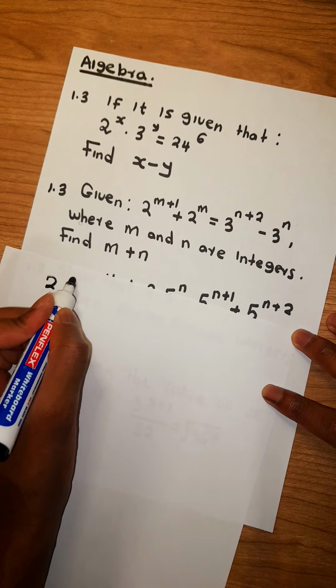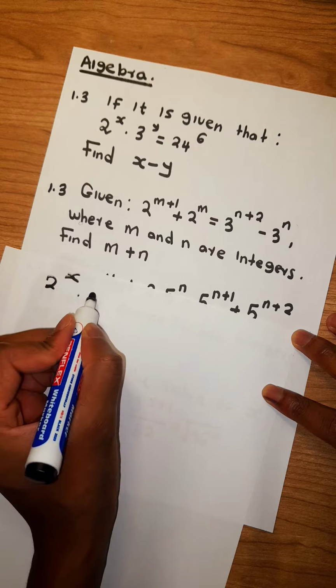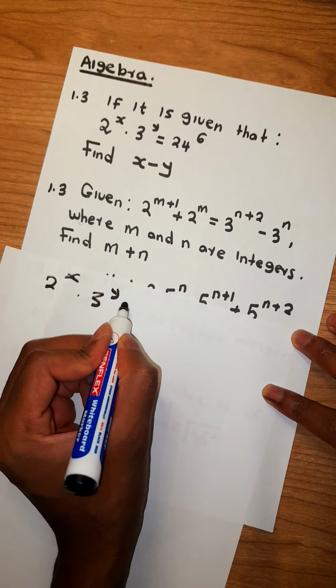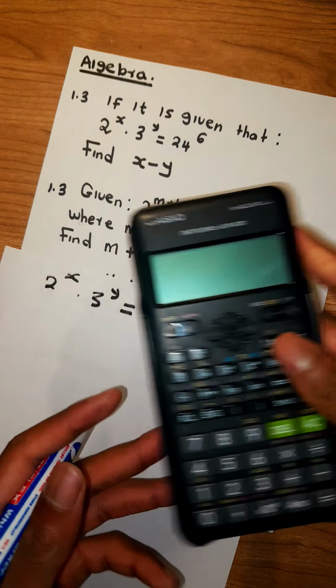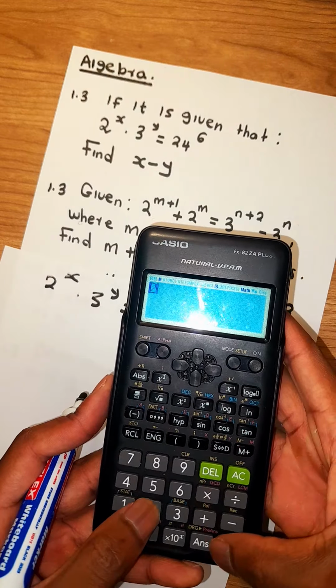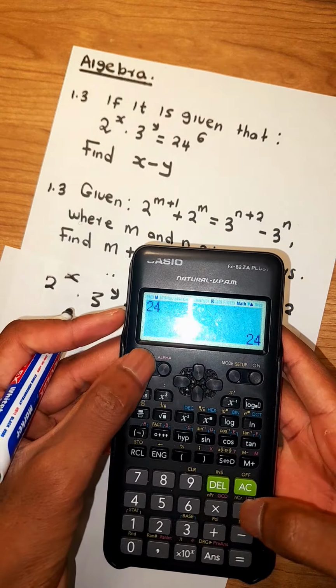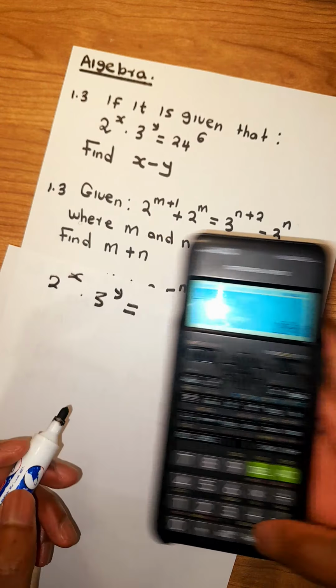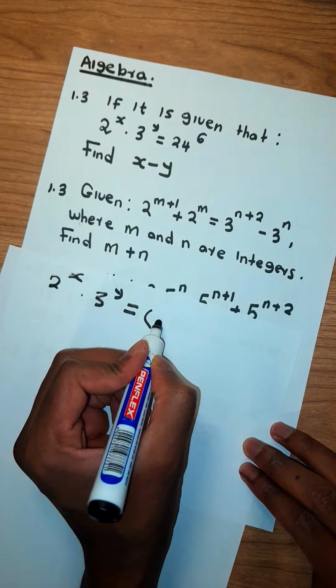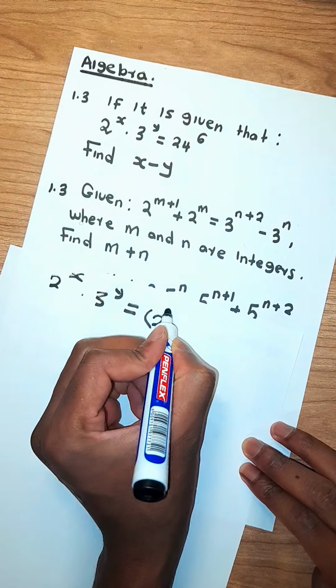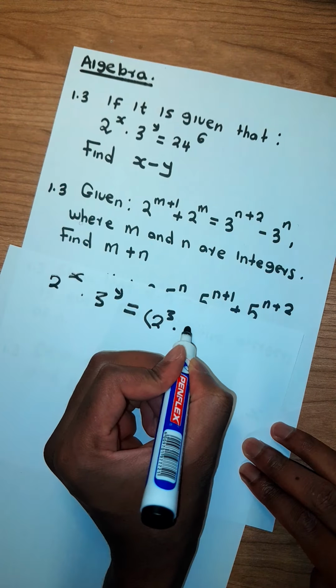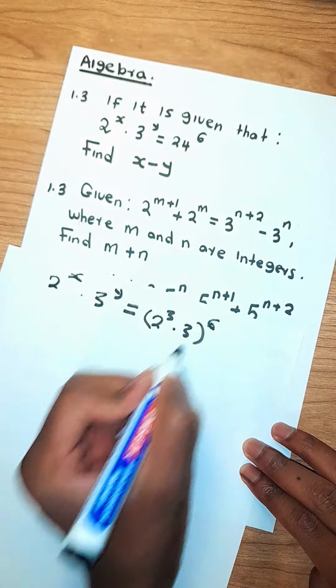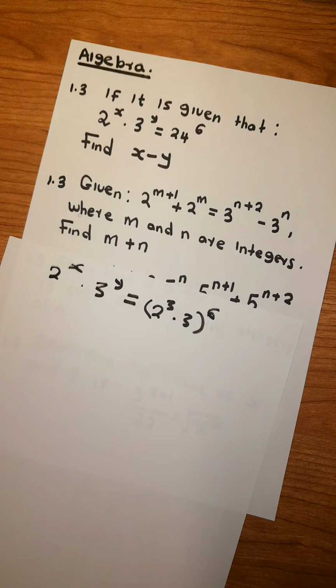We have 2 to the power x times 3 to the power y, and that's going to equal 24. This is what you need to do: you write 24, press the equal sign, then shift, and write your factors. You get 2 to the power 3 times 3. So we end up getting 2 to the power 3 multiplied by 3, and this is all to the power 6. I'm going to use a different pen.